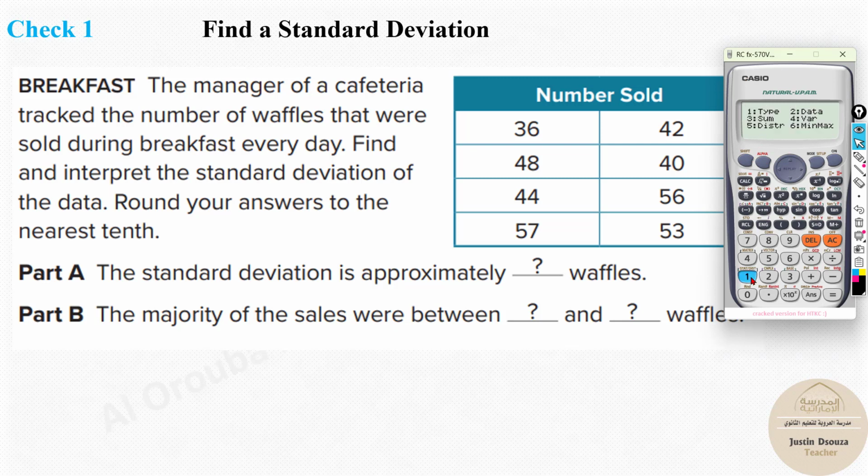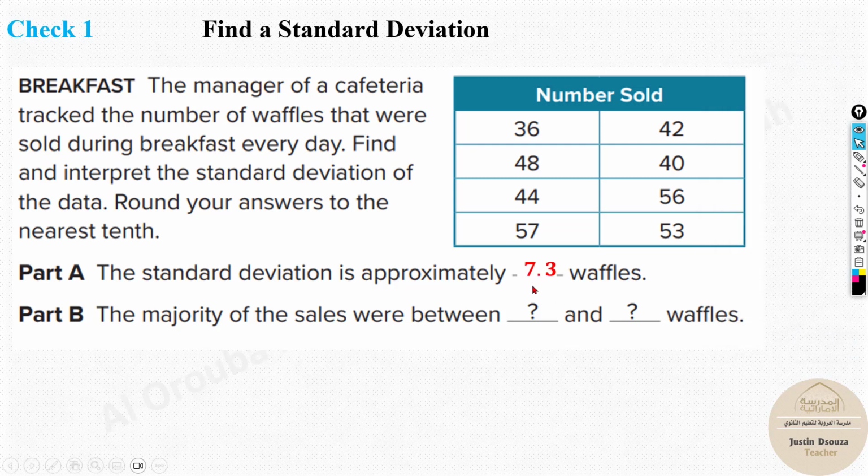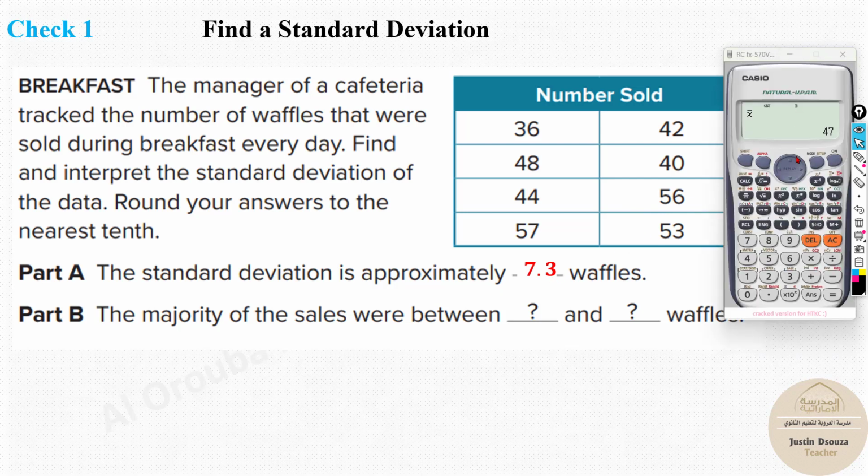Let's press shift 1 and 4 for variable, and now press number 2. Can you see this? This is the mean. The x-bar means the mean. The mean is 47. They have not asked for the mean, they have directly asked for standard deviation. But if they ask for the mean, this would be the answer: 47. Then what do you do next?